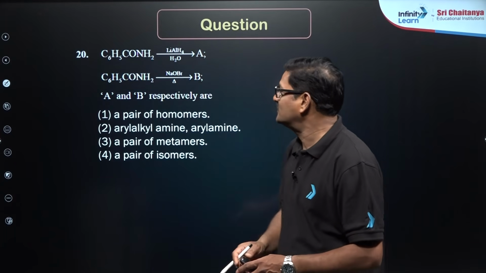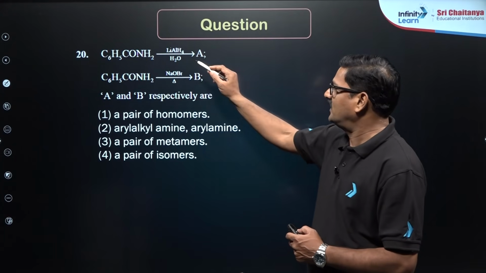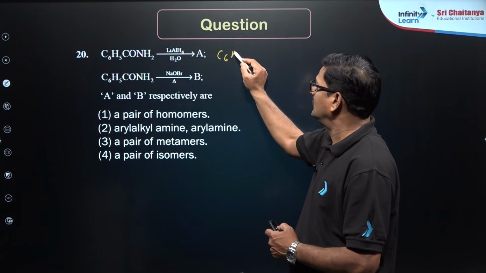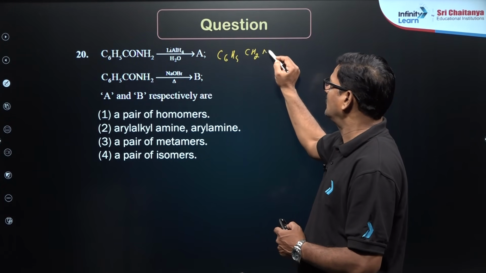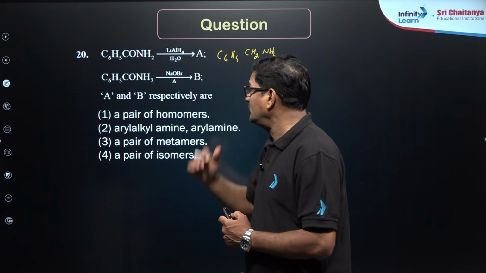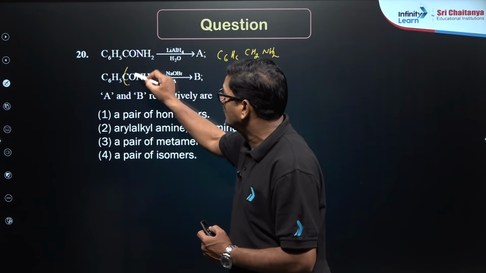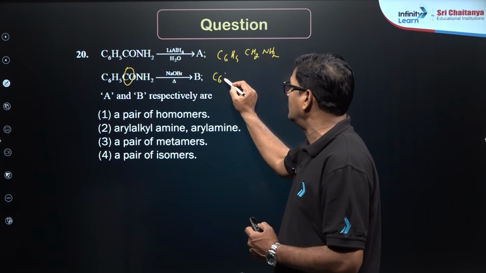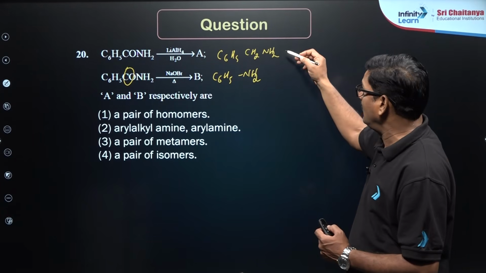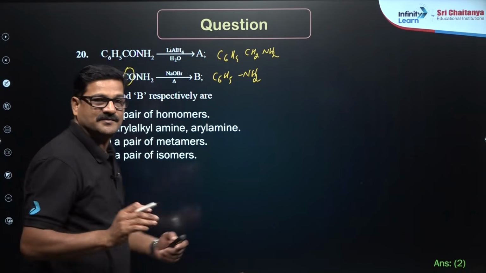Students, this is a simple conversion. C6H5CONH2, when subjected to reduction with lithium aluminum hydride, you are going to get C6H5CH2NH2. The amide group is converted into a primary amine. When it is treated with NaOBr, it is going to undergo Hofmann bromamide degradation reaction. So, you can take it out and you are going to get aniline as a product. So, what are these? It is going to be an alkyl amine and an aryl amine. Option 2 is the correct answer for this question.